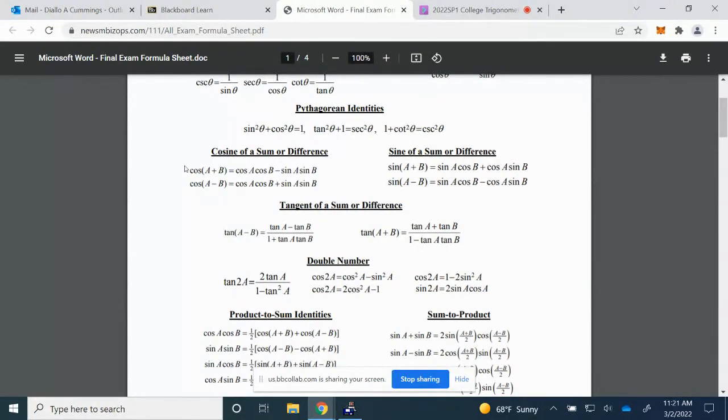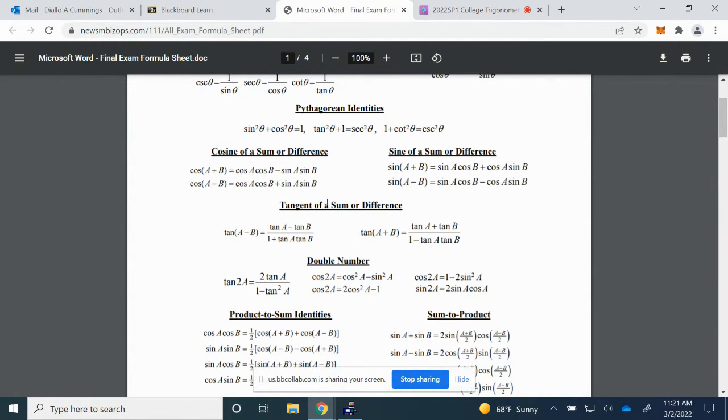So, for example, if I were to take this sum of cosine formula, and if I were to multiply the left hand side by 2, I would also multiply the right hand side by 2. And by doing that, you can maintain equality.